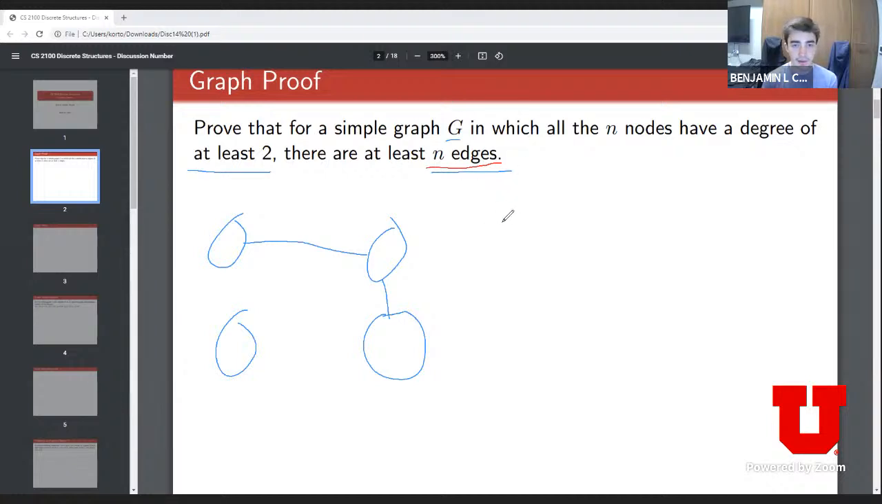Well, we know that for every edge in the graph, there's 2 nodes connected to that edge. So let S be the sum of degrees in all the nodes. How do we write S in terms of E?